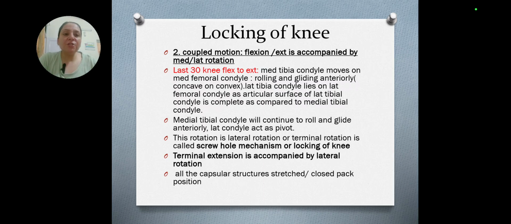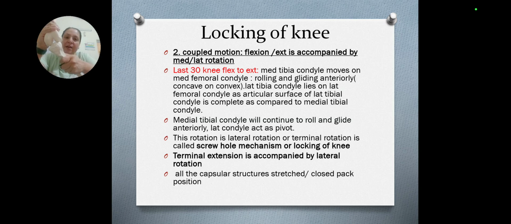Now medial and lateral rotation takes place in the last 30 degrees. I want to show it here again. When is the last 30 degrees to knee extension? Now this is the movement, and this is the last 30 degrees. In the last 30 degrees of flexion to extension, the medial tibial condyle moves on the medial femoral condyle, rolling and gliding anteriorly.